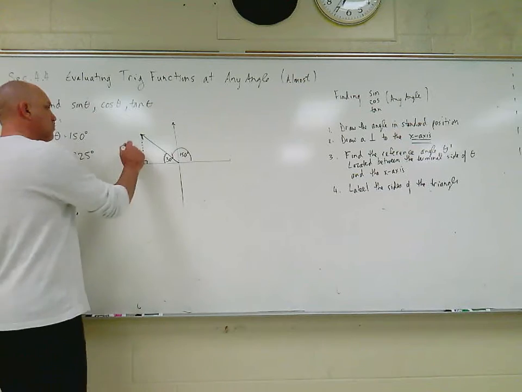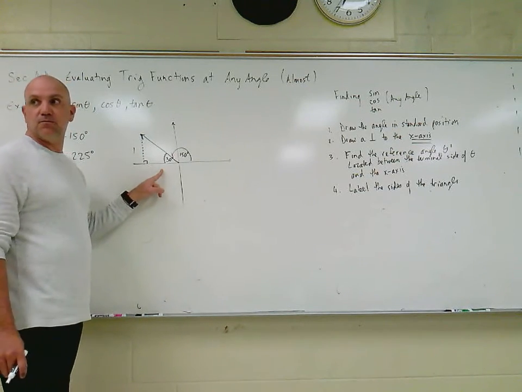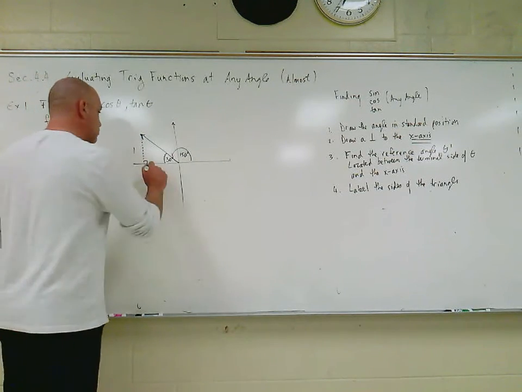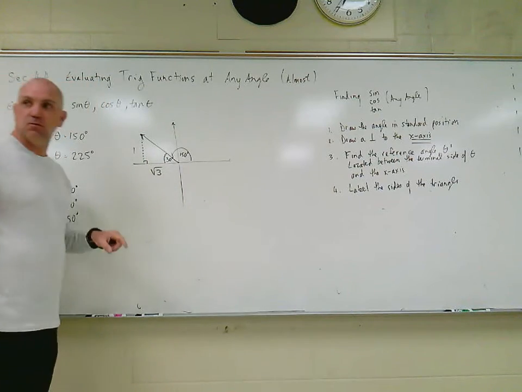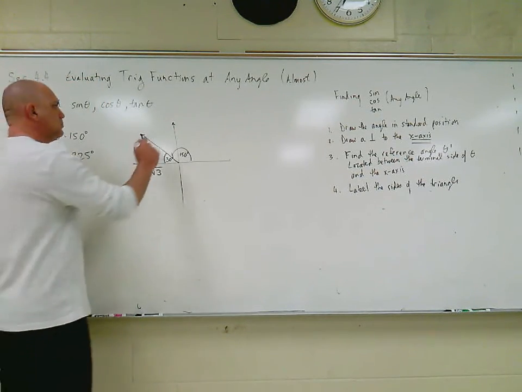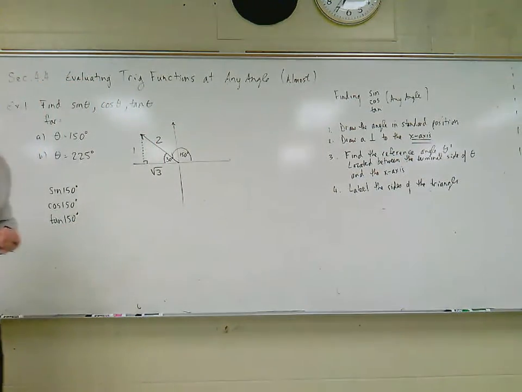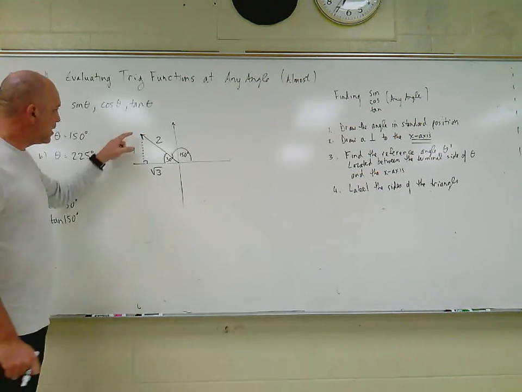What side is adjacent? Square root of 3. What's the hypotenuse? 2. Now, remember our answers, though, that we got, 2 of them were what? Negative. Okay.